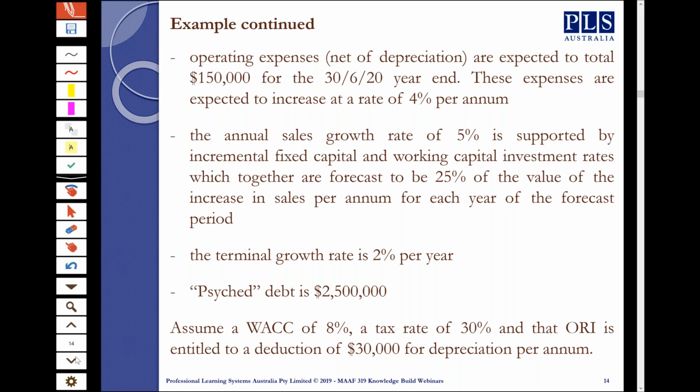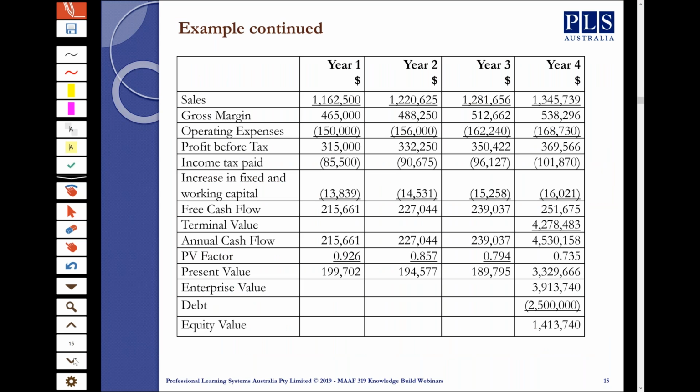So that's that growth rate into perpetuity, your 2%. Sykes' debt is 2.5 million. You've got to assume a WACC of 8% and a tax rate of 30%. We can take all that information and construct that table.